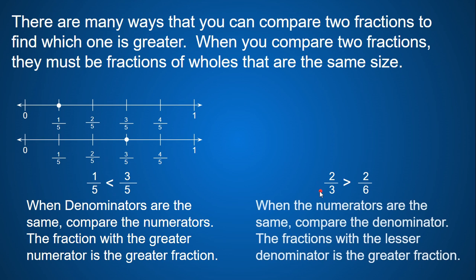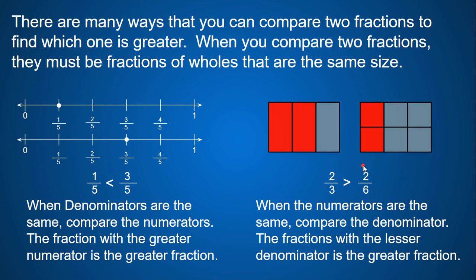Over here, I have numerators that are the same. Whenever the numerators are the same, I'm going to look at the denominator. And the fraction with the lesser denominator is the greater fraction. So 2/3 is larger than 2/6. And here's a model that's going to show this.